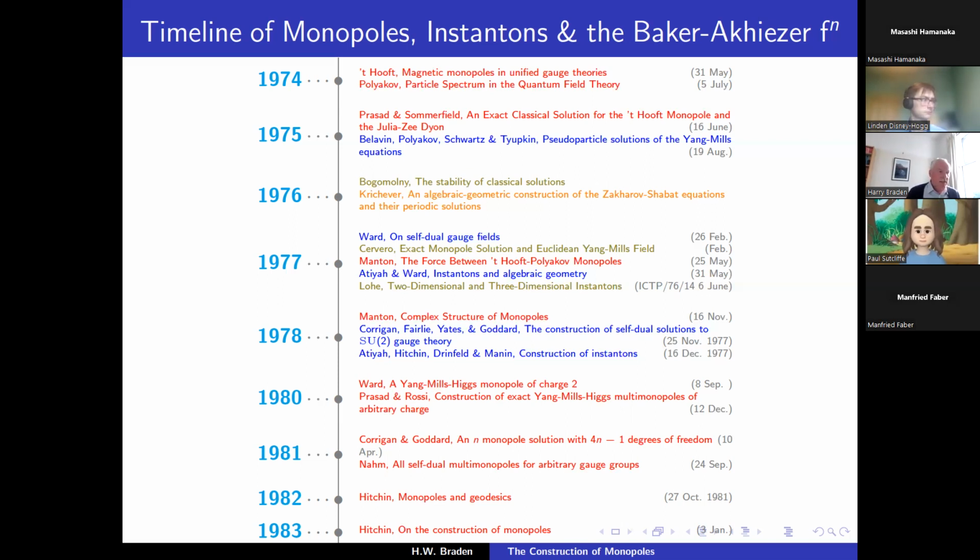Well, after Richard introduced this connection, Atiyah and Ward gave an algebro-geometric construction of instantons, which is the A_K ansatz. K there is the charge of the instanton. Throughout this talk, I'm going to have charge n, so I'll refer to it as the A_N ansatz.